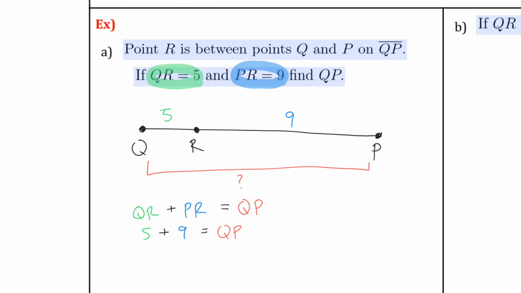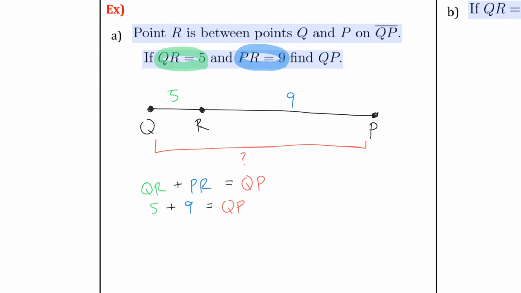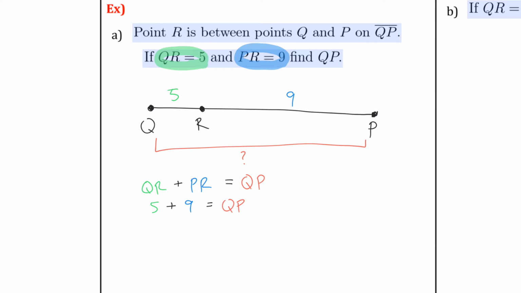Now, I realize that most of you will be able to add 5 plus 9 very quickly and set it equal to the correct number. However, we are going to continue to leave QP on the right side so that we know what segment or what part it is that we are solving for. So let's go ahead and finish this up. 5 plus 9 is going to be 14. And that is how long QP is.